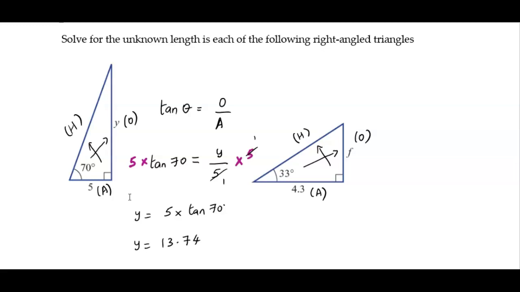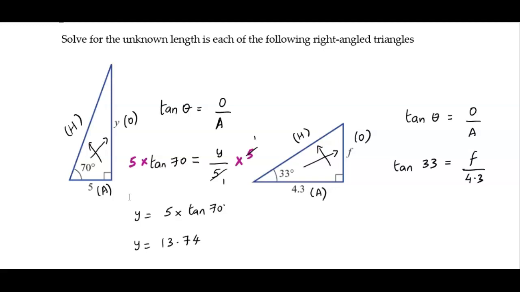Second step, we need to pick a ratio. We've been given the adjacent side. We're trying to find the opposite side, and we have an angle. So the ratio that relates the opposite side and the adjacent side is the tangent ratio. So we're going to pick the tangent ratio again. So tan theta equals opposite over adjacent. We're going to substitute the values. So tan 33 equals the opposite side, f, over 4.3.